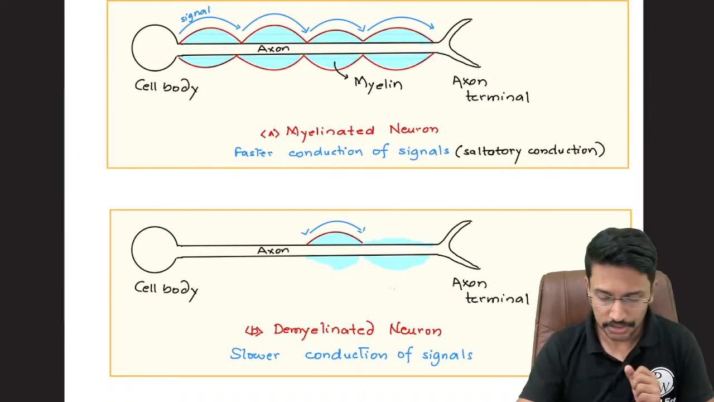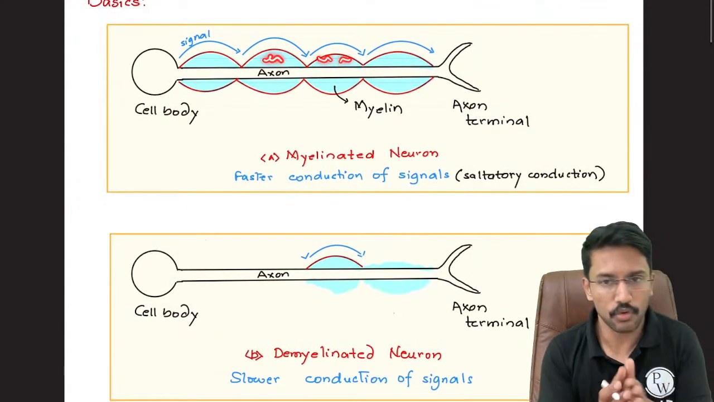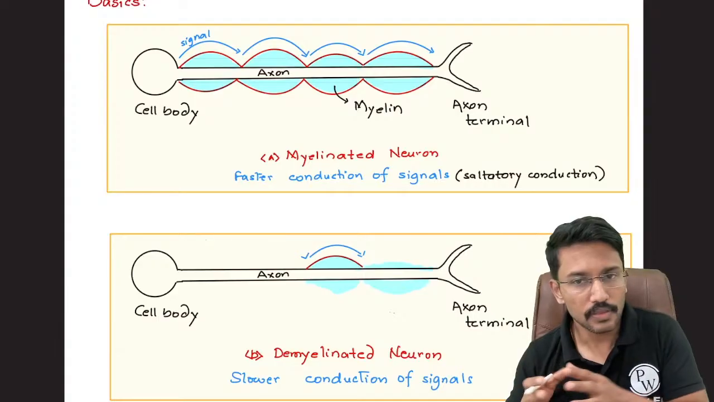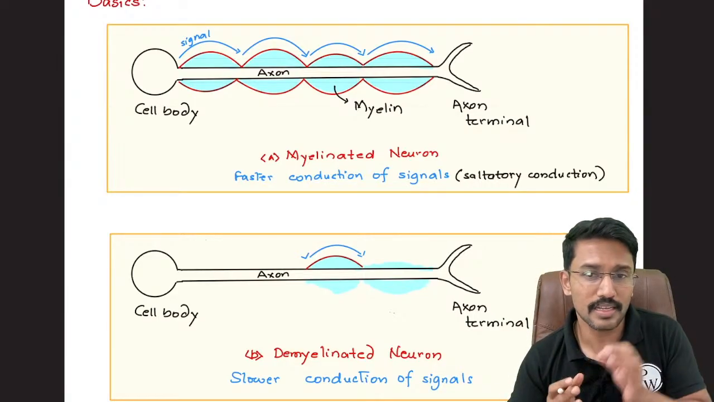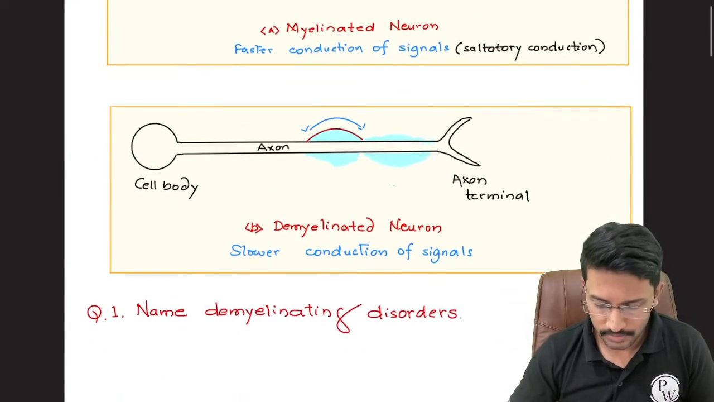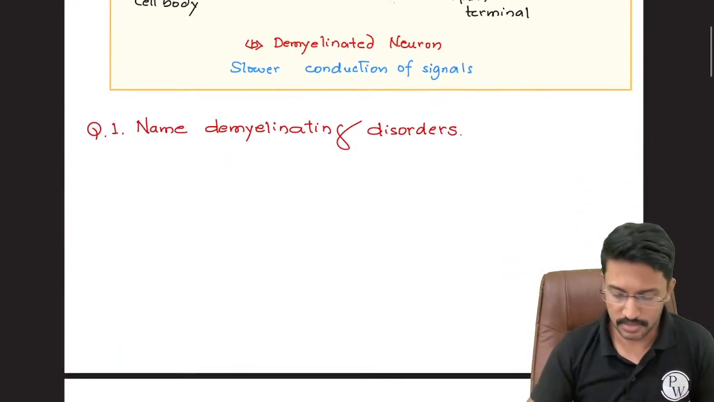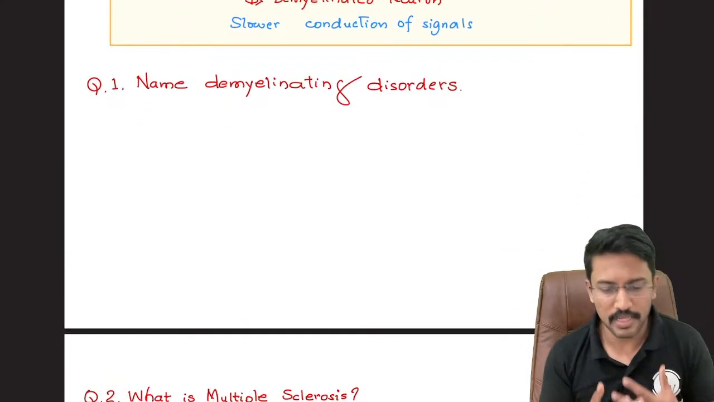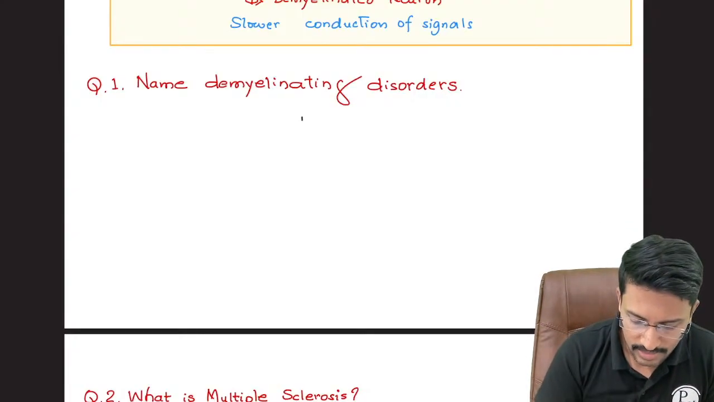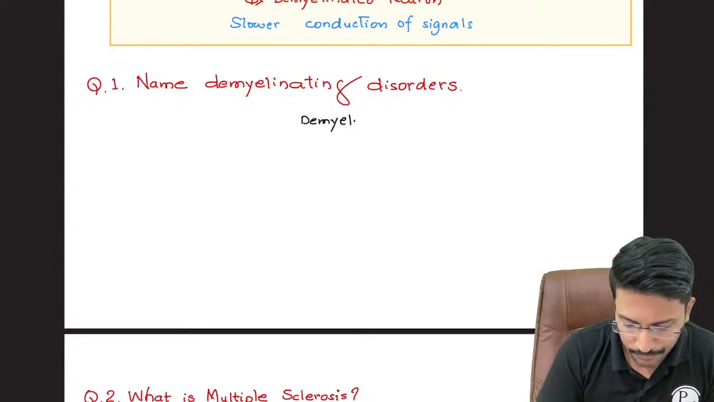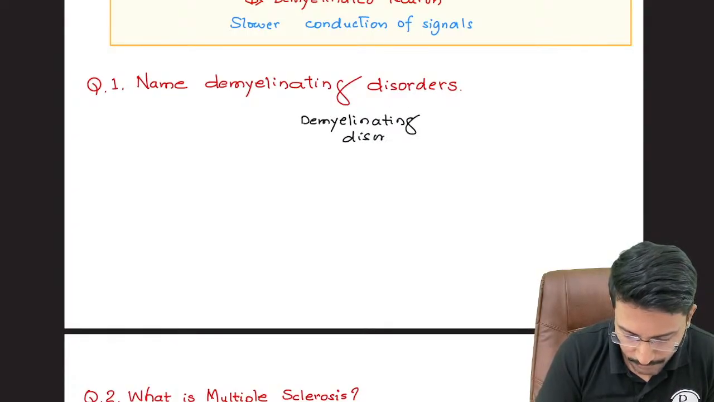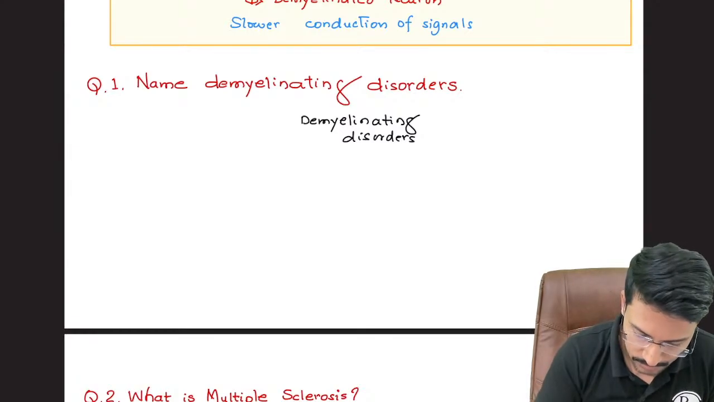So disorders which strip this myelin from the neuron are called demyelinating disorders. And multiple sclerosis is a demyelinating disorder affecting the central nervous system. Can you give me an example of a demyelinating disorder affecting the peripheral nervous system? Let us name some demyelinating disorders and then we will talk about multiple sclerosis. So demyelinating disorders can be classified as the ones that are affecting the central nervous system and ones that are affecting the peripheral nervous system.